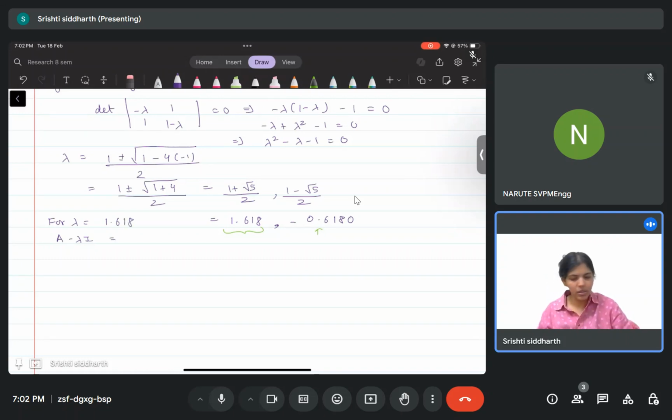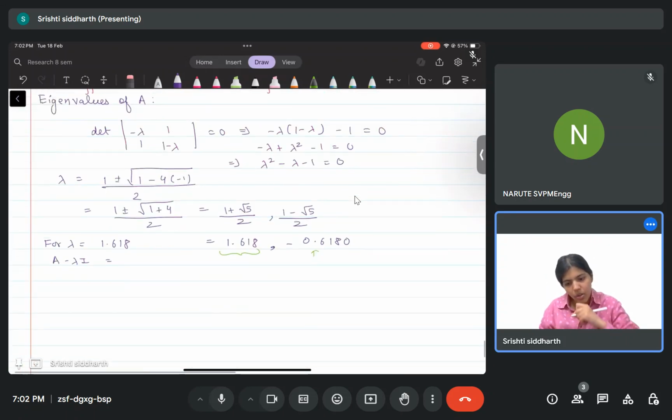I'm just going to write this down directly. So we have minus 1.618 and here 0.618. Neutral and negative sign. Alright.